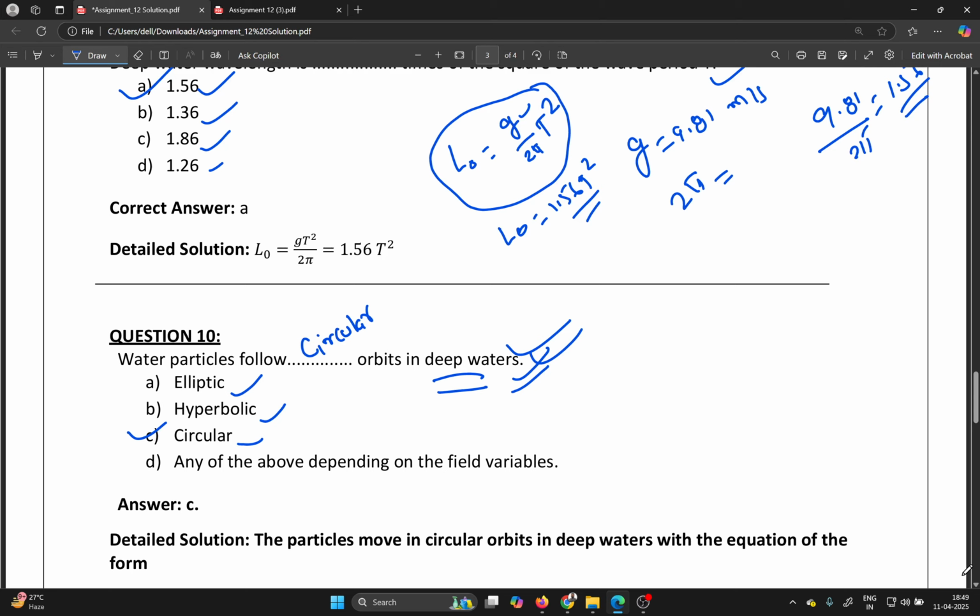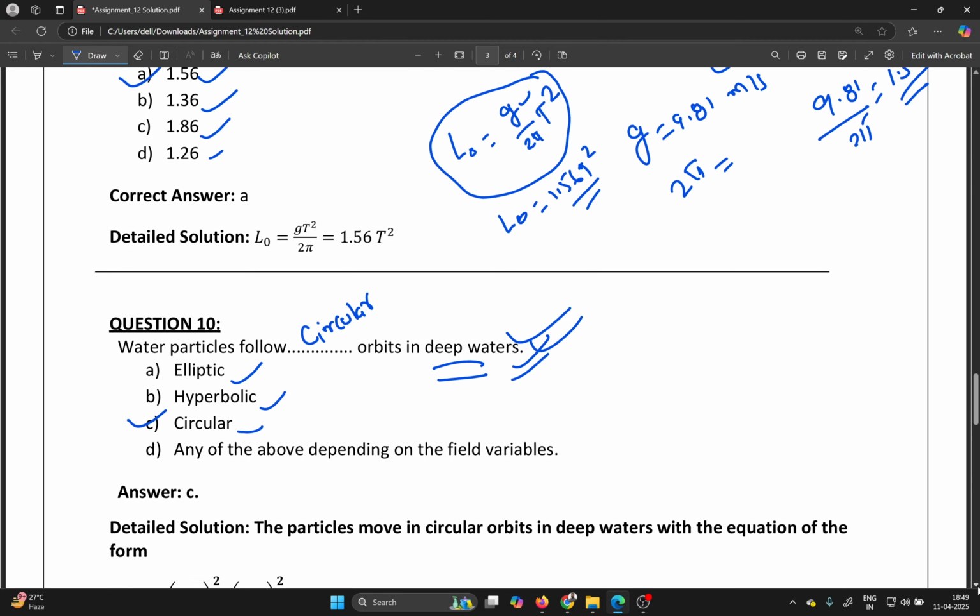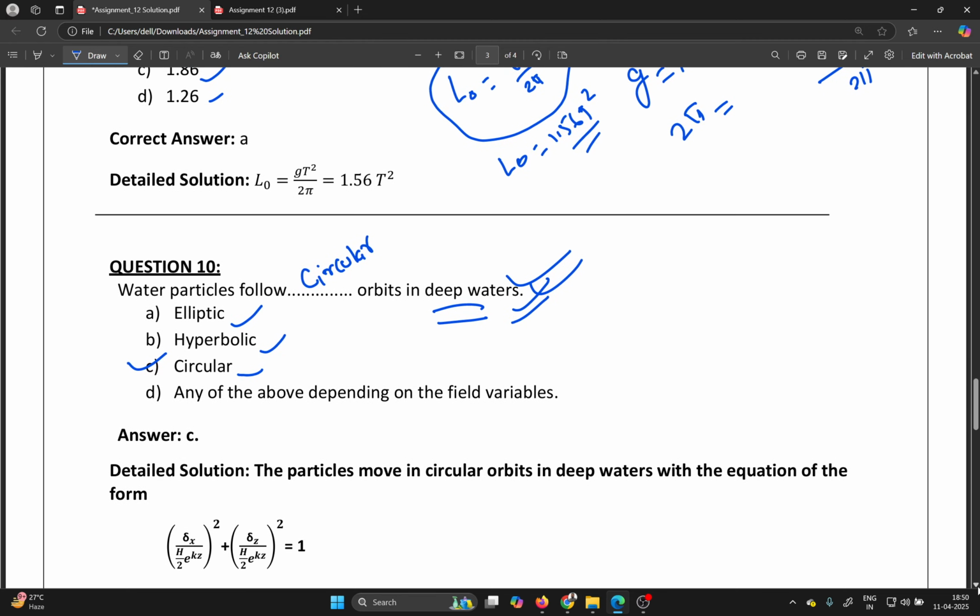Remember always, some description is given here. The particle moves in a circular orbit in deep water, with the equation also given. This is delta x divided by h by 2 e to the power kz, plus delta z divided by h by 2 e to the power kz, whole squared, is equal to 1. So definitely this is your circular equation. That's why your answer will be the circular one.